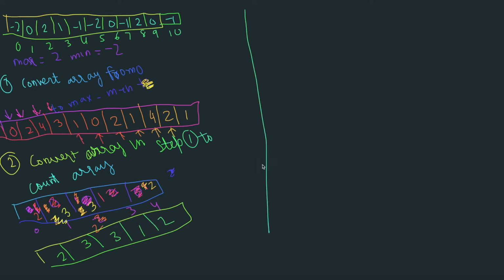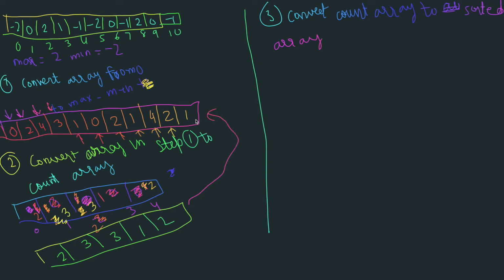Now the third step is to convert the count array to a sorted array. We use the count array to get a sorted copy of the array from step 1. The way to do it is we initialize a pointer which is initially 0.